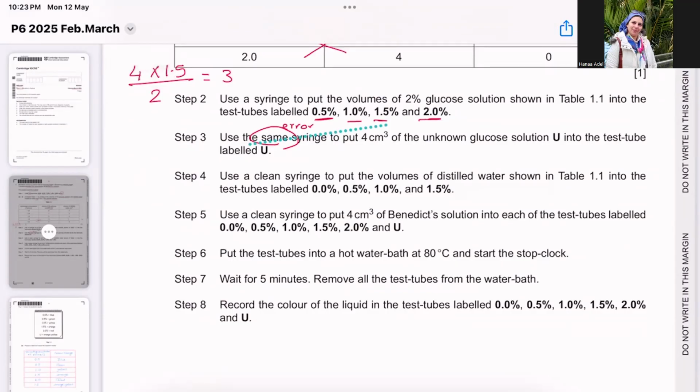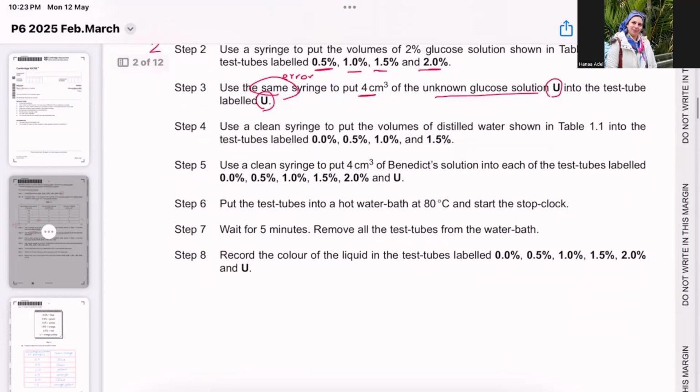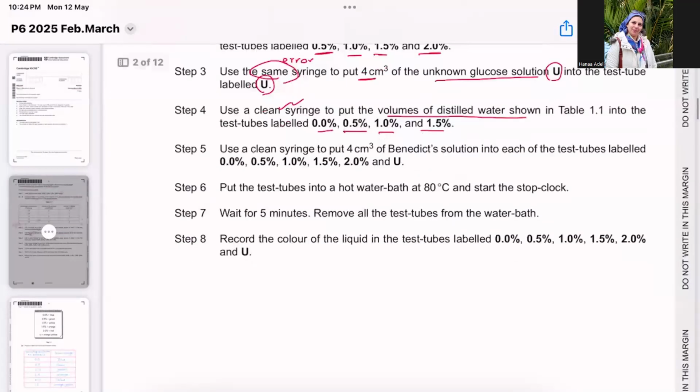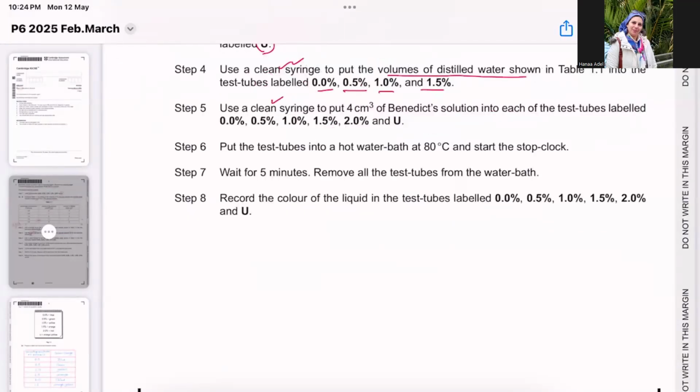Use the same syringe to put 4 cubic centimeter of unknown glucose solution called U into the test tube labeled U. Use a clean syringe, so this is a way of avoiding contamination, to put the volume of distilled water shown in the table into the test tubes 0%, 0.5%, 1%, and 1.5%. Use also a clean syringe to put 4 cubic centimeter of Benedict solution into each test tube labeled 0%, 0.5, 1%, 1.5, 2%, and U.